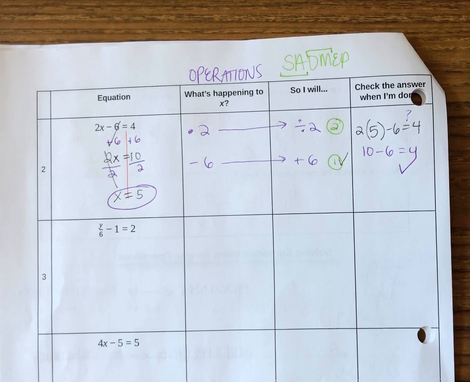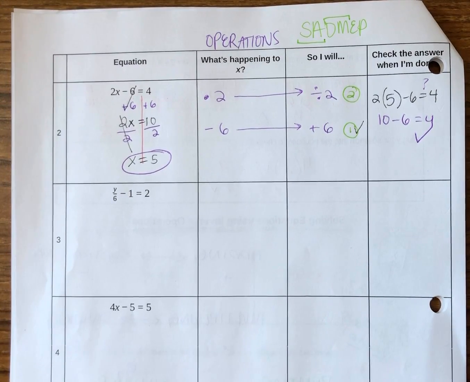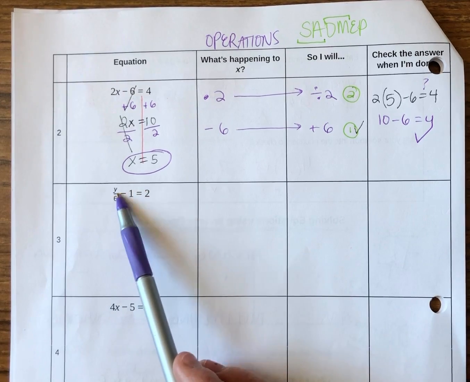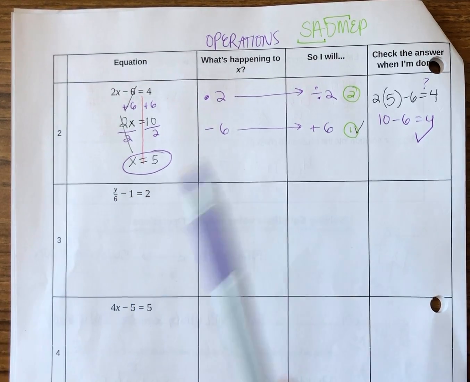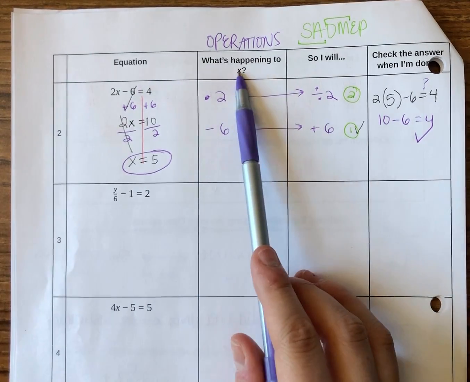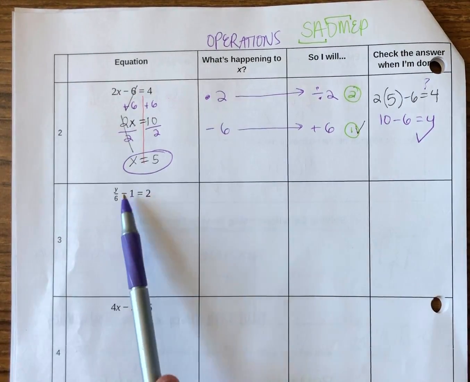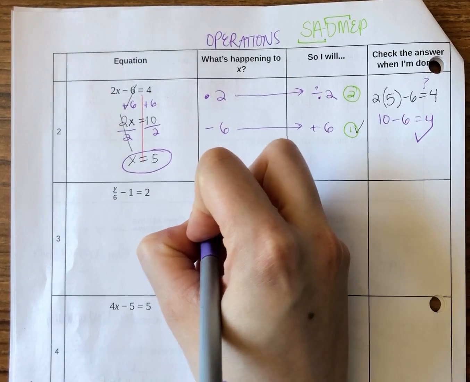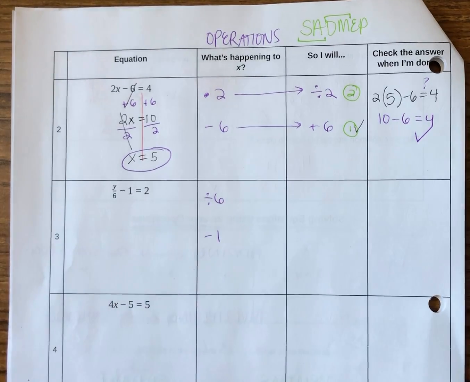On to another question that has different operations in it. So in number 3, I'm going to look at my equation and I see y over 6 minus 1 equals 2. So I go through and I figure out what operations are happening to my variable. And in this case, y is getting divided by 6. And then we're going to subtract 1 away from that result.